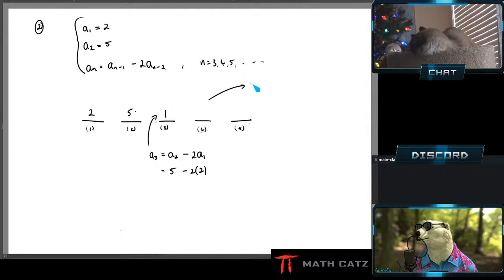Let's do one more in this way. If I'm now at position 4, I'm trying to find a4. It says look 1 back, which would be a3, and subtract 2 times the term 1 back from that, which would be position 2. a3 is the one right before where I am, 1, minus 2 times the one before that, which is 5. So 1 minus 10, so I have negative 9.